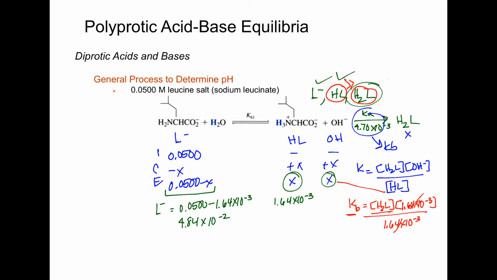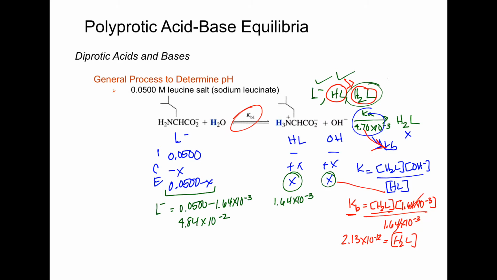I found the Kb the same way that I did finding the Kb for this reaction. I used the Ka, so I went from the Ka to the Kb, and I found that the Kb was 2.13 times 10 to the negative 12, and so that is equal to the H2L.